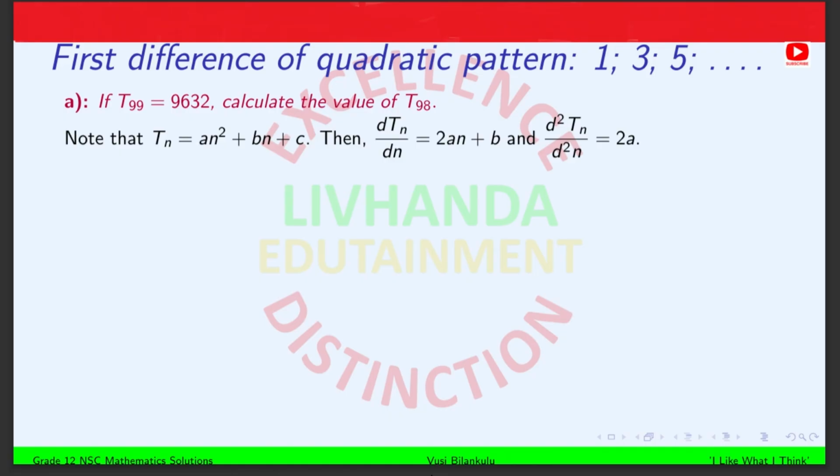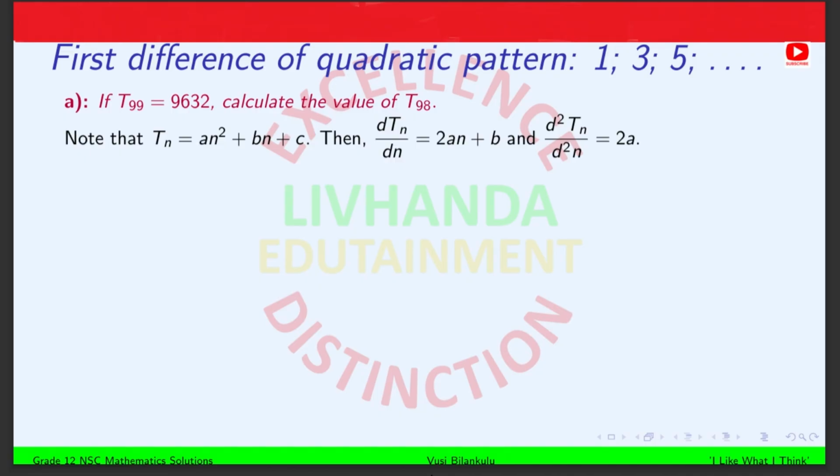Suppose the first difference of a quadratic pattern is given by 1, then 3, then 5, and so on. If T99 equals 9,632, calculate the value of T98. The value can be calculated from the general formula Tn equals an squared plus bn plus c. The values of a, then b, and then c will be obtained as critical points of the general term Tn.